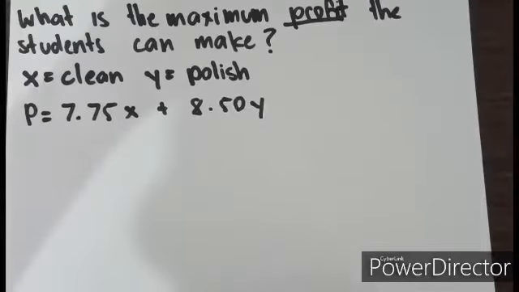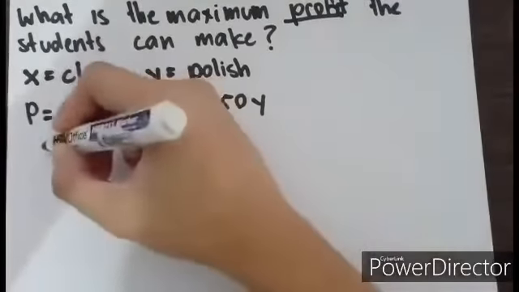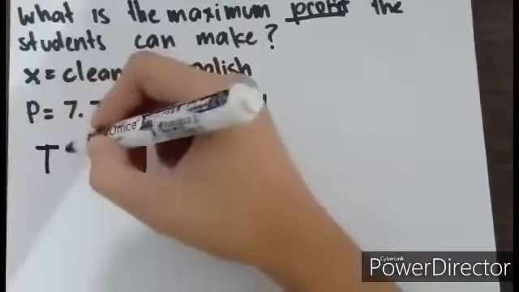So in this next step, we're going to talk about the time and the cost for cleaning a car. For cleaning a car, it takes 1.5 hours, and for polishing it takes 2 hours. So it will be 1.5x plus 2y, and it says 120 hours per week, so it will be no more than 120.